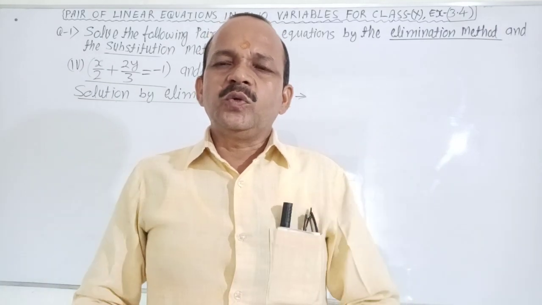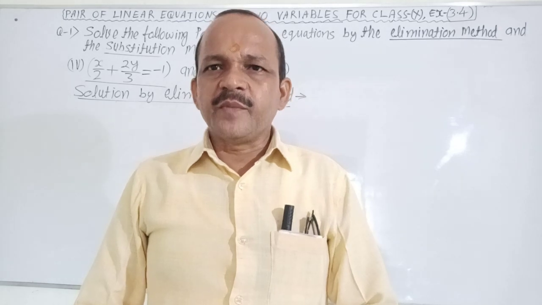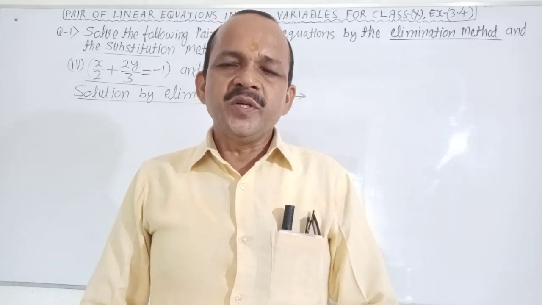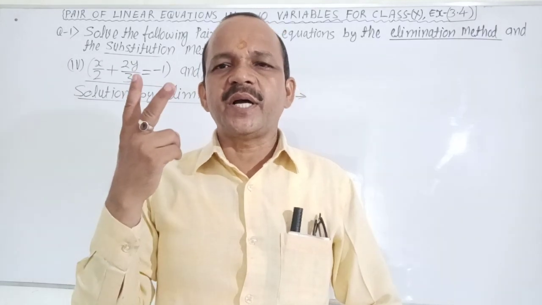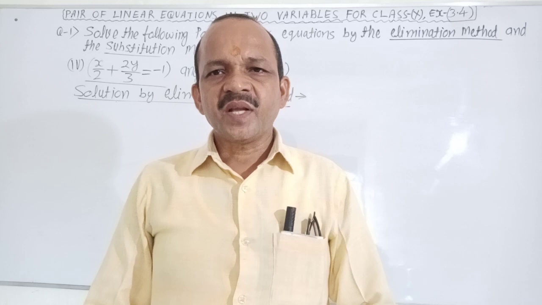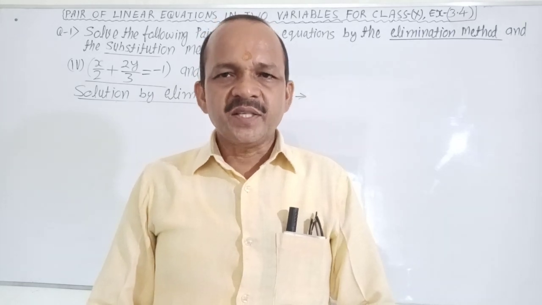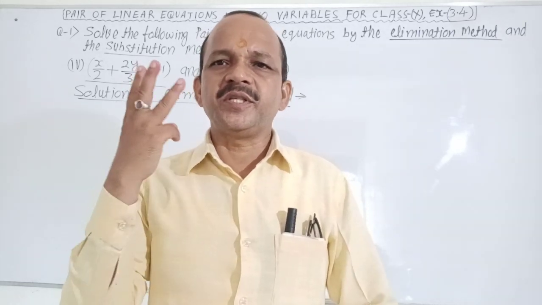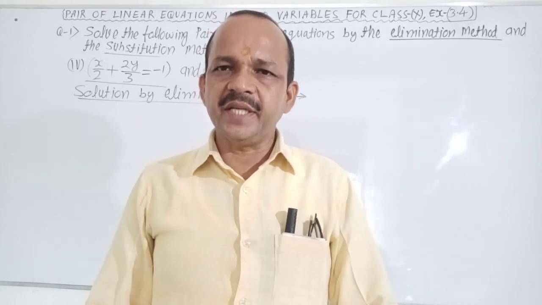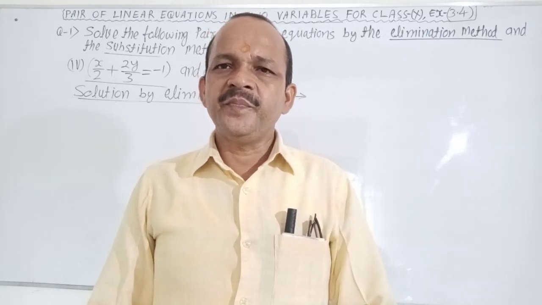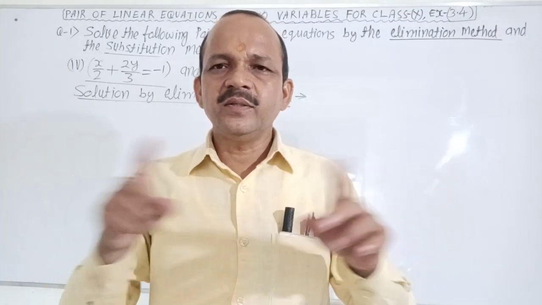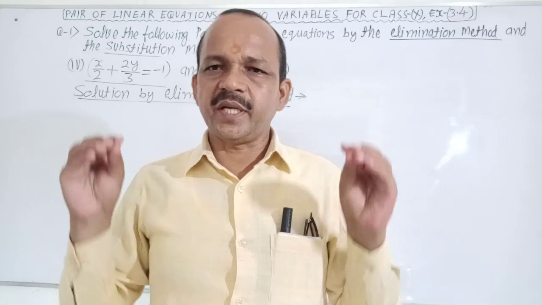Now I want to describe the pair of linear equations in two variables. You can solve your question by two methods. First, geometrical method. Second, algebraical method. The geometrical method shows three systems. First, consistent system. Second, inconsistent system. Third, consistent dependent system. It is clear. No confusion about it. Very good.